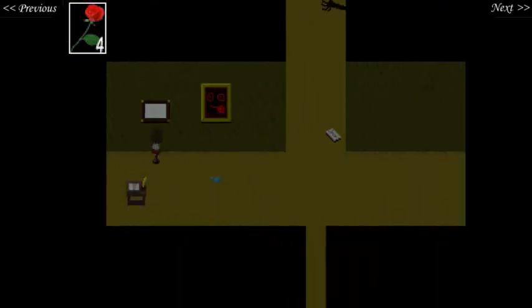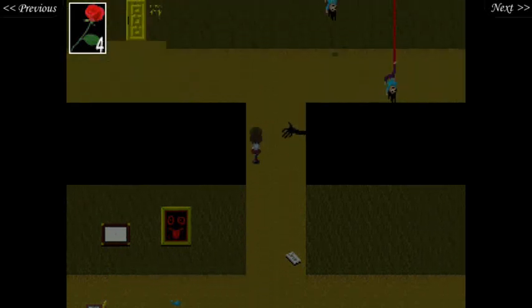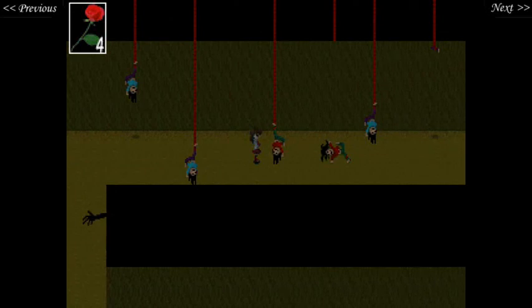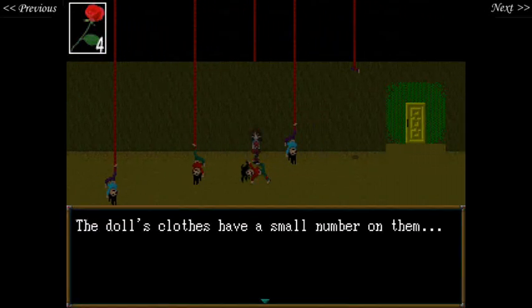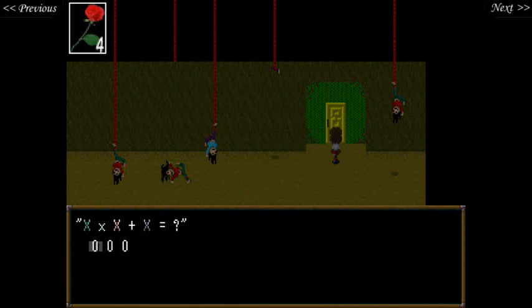What's this one again? 9. So red is 9. Blue is 4. And you... 18. There you go. So, 18 times... 18 times 9, plus 4. 166.